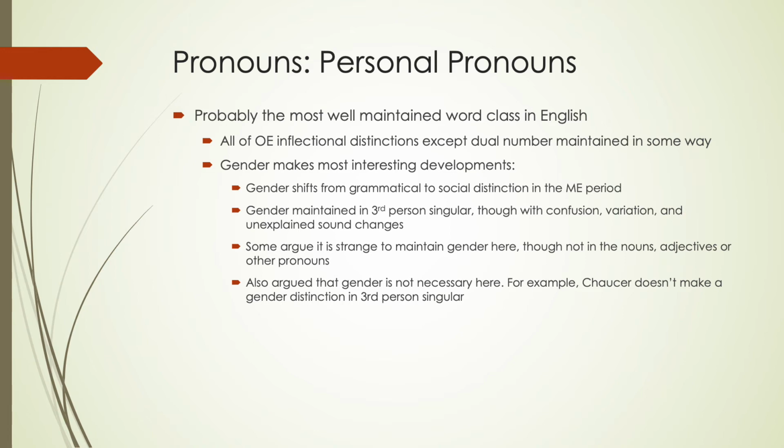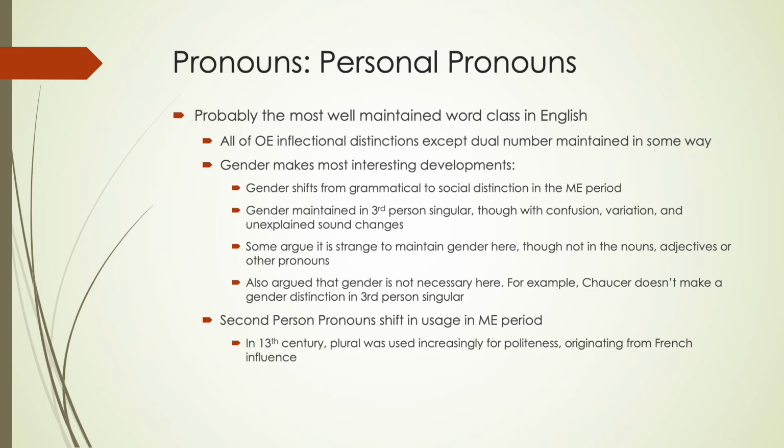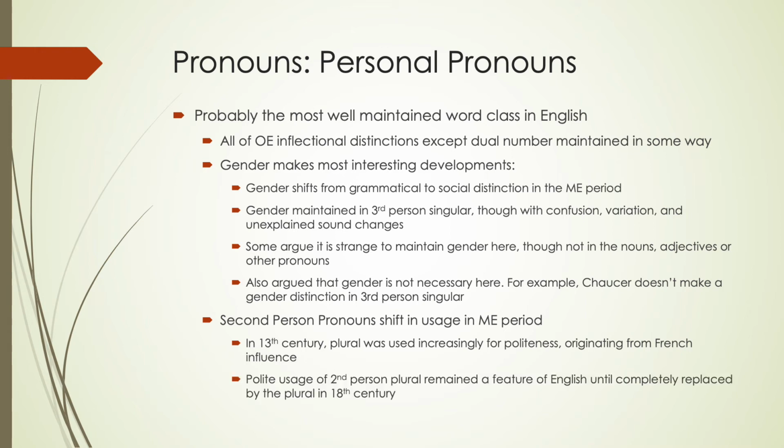We also see a shift in the second person pronouns, and this is probably one of the biggest changes that took place during the Middle English period. We start seeing the plural form of the second person used increasingly for politeness, something that originated from French. So French and Spanish are languages that will frequently do this. The polite usage of the second person plural remained a feature, but then it eventually just completely replaced the plural. So our you form that we have today was originally our second person plural marker and is now used as our second person singular because that polite usage ended up taking over and becoming the sole usage for that second person marker.